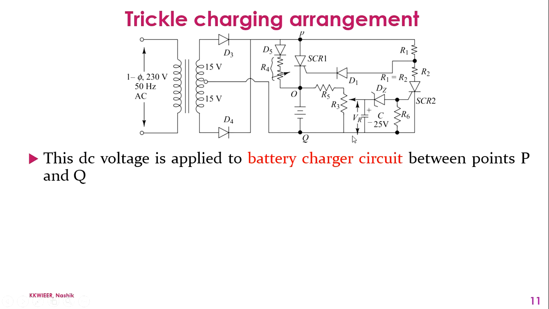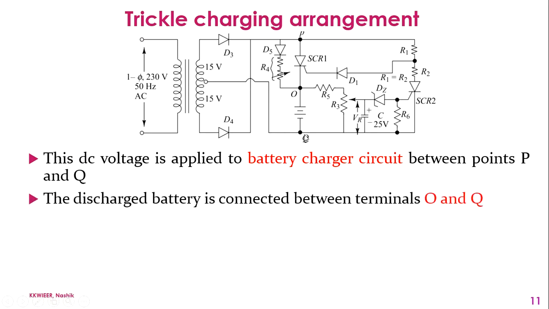This DC voltage is applied to this battery charger circuit between the points P and Q. The discharged battery is connected between the terminals O and Q. So this is a discharged battery which is connected between O and Q, and the battery charger circuit is this total P and Q.